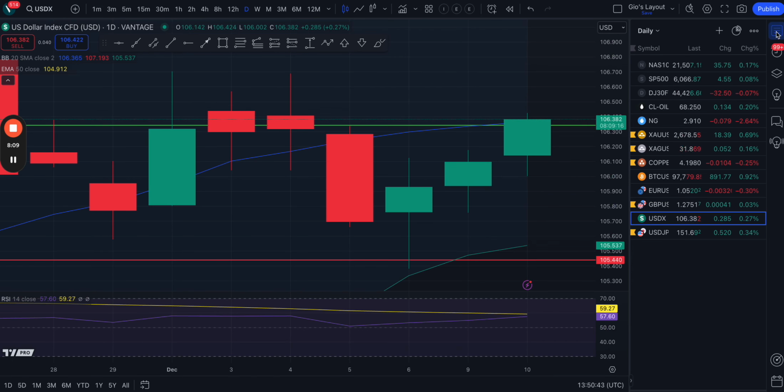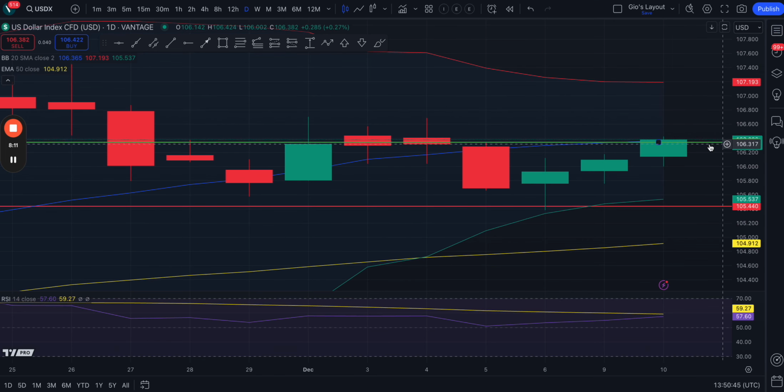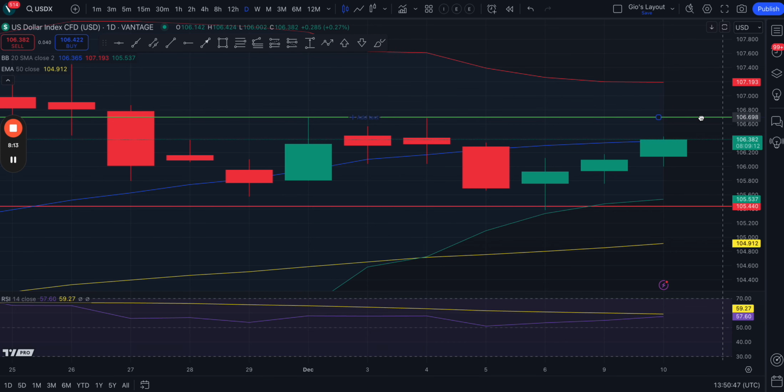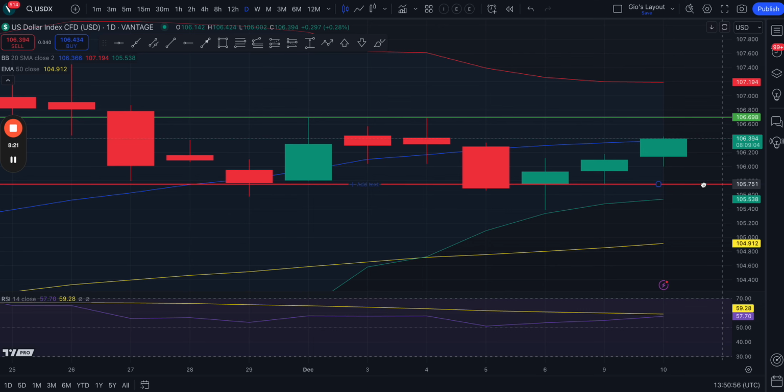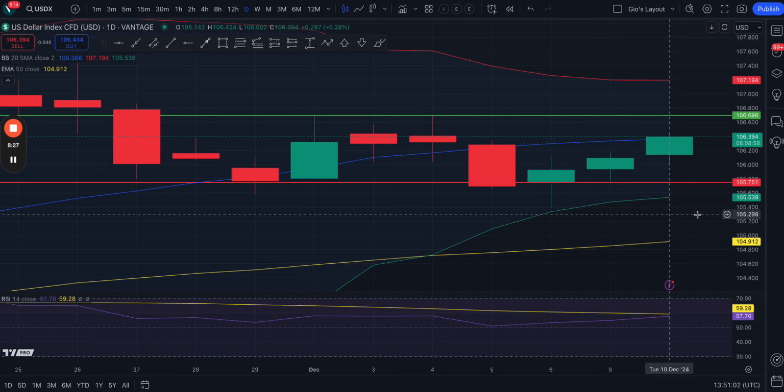And the dollar index, it's climbing. So let's use this double top in a way as our level of resistance, and let's use yesterday's low as our level of support. The dollar seems to be recuperating, so that'll put pressure on the currencies and the commodities.